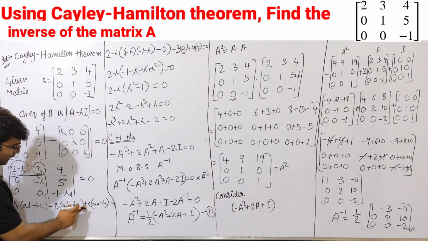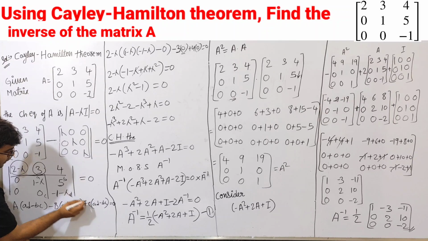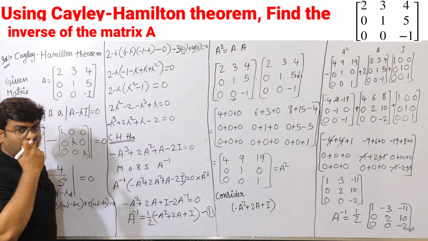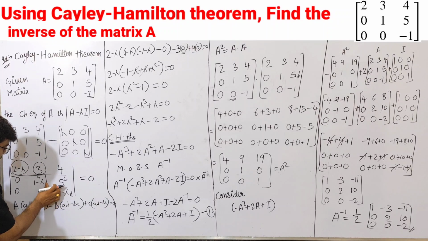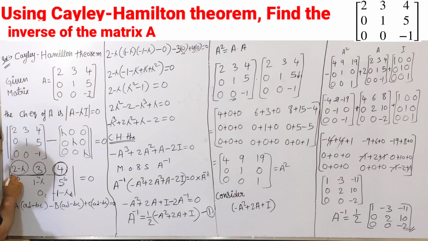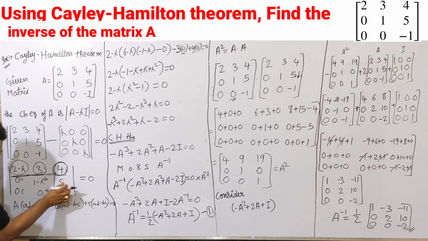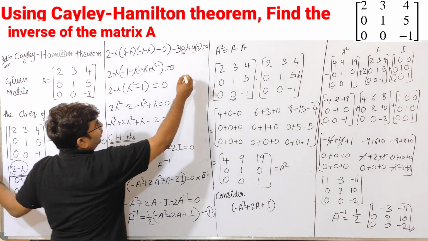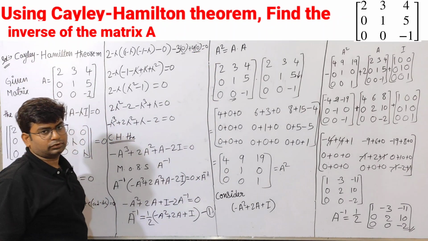And next plus C. What is the C value? C is 4, so I have taken 4 here. Now for this 4, we should cancel this row and column. Now this is A, B, C, D: 0 into 0, 0, and 0 into 1 minus lambda, 0. That's why I got 0 here.